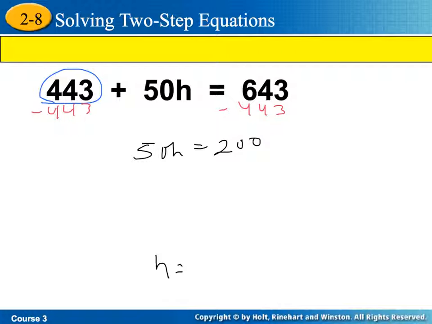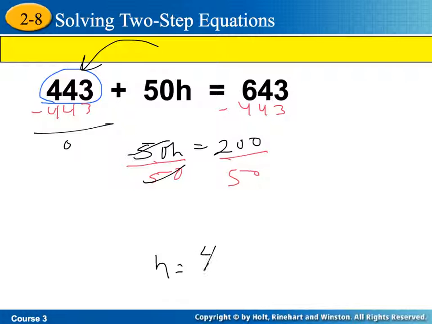What are we going to do in this next step? We're going to divide by 50. Remember, inverse operations the entire time. We are subtracting 443 right off the bat because that's how we get that equal to 0 on the left side. Then we divide by 50 because that's how we get it equal to 1. And 200 divided by 50 is 4. Sorry, not 40. 4 hours. Don't forget about our label of hours. You go backwards through the entire equation. Undo the entire equation to solve.